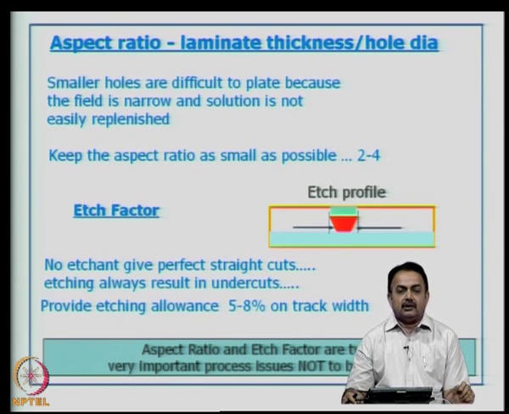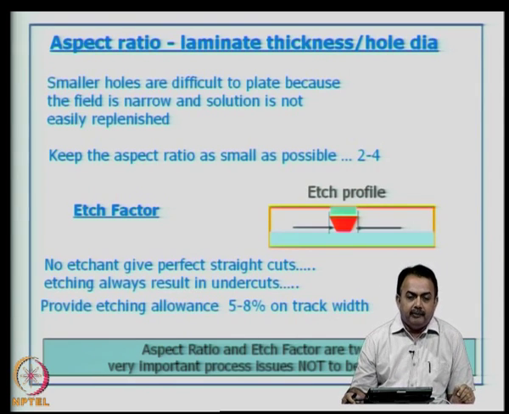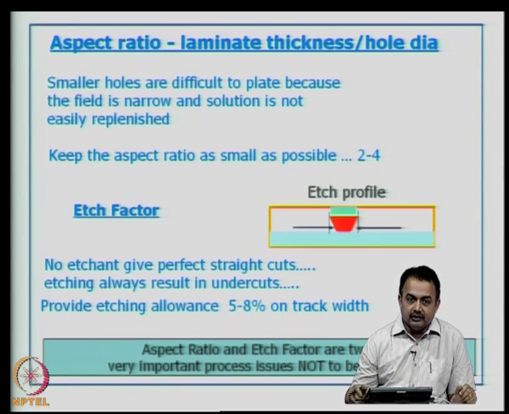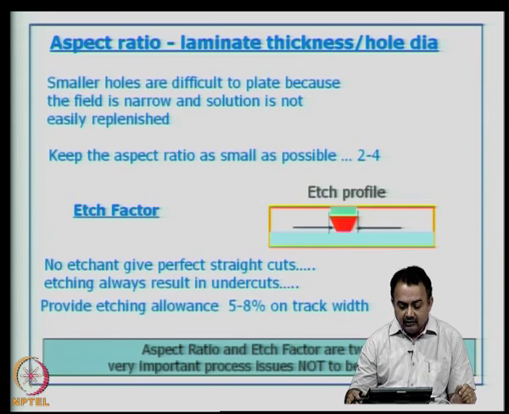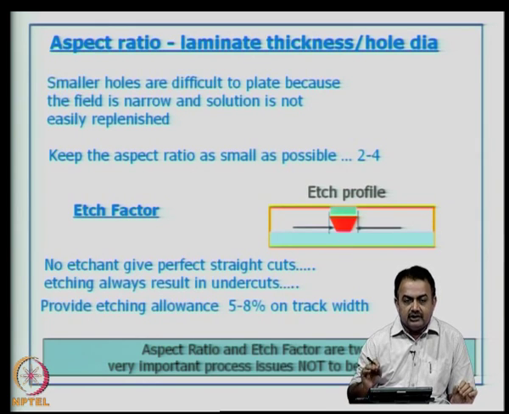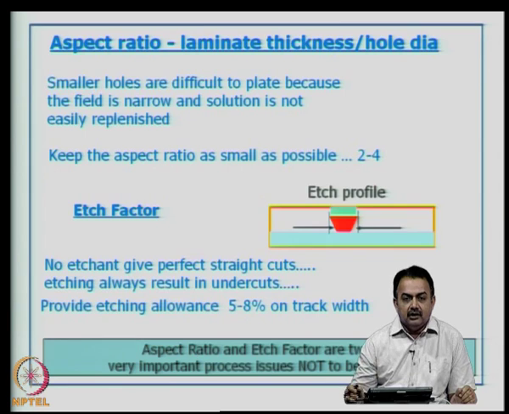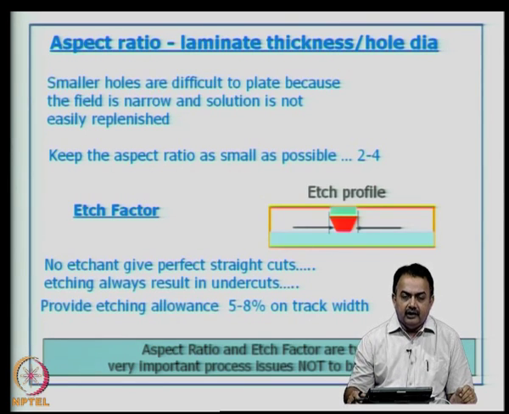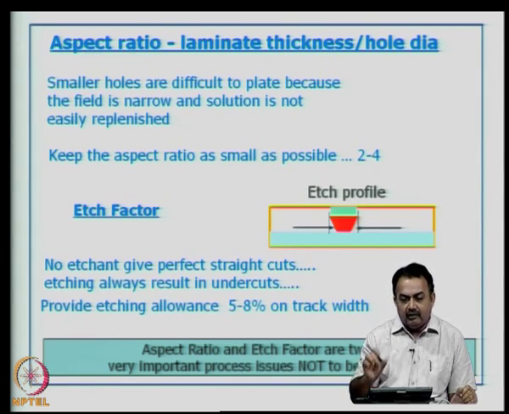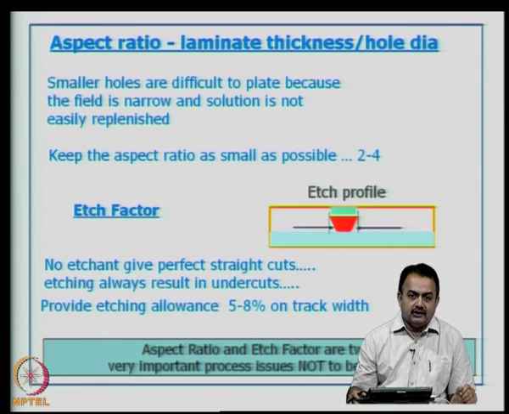Similarly, another key parameter that you have to consider, which is more concerned with the manufacturer here, not really with the designer, is that etch factor is a key issue, because no etchant gives perfect straight cuts. Etching always will have difficulties, you will always observe undercuts. If you carefully look into the microscope at the side wall of the copper track that you have etched, you will always see defects.